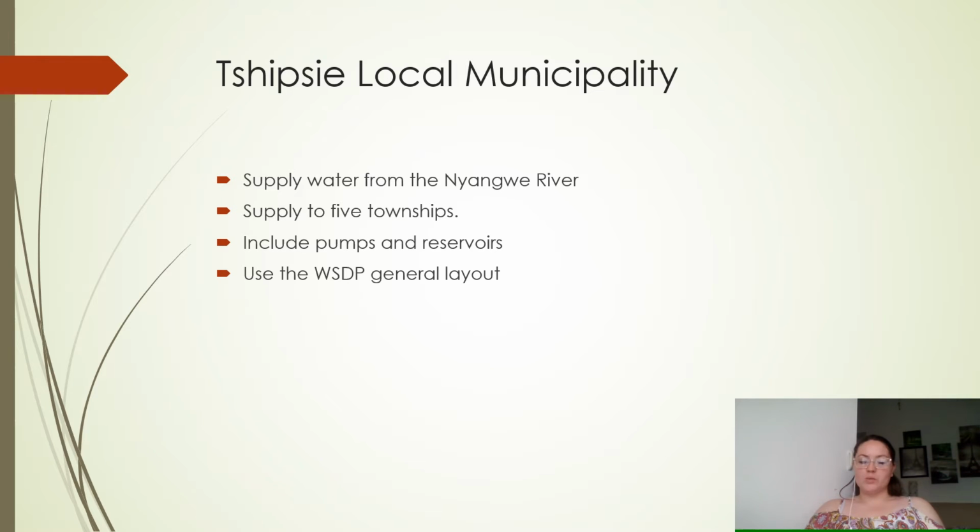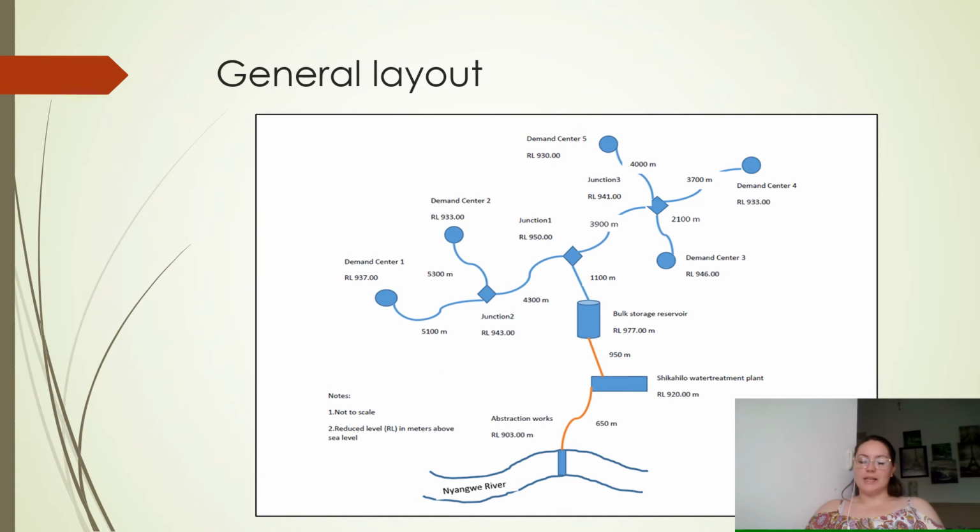The scope of the project was for me as an engineering technologist to make an analysis of a water supply project to be implemented by the Tishipi local municipality. This project is intended to provide a water supply to 5 townships in line with the Water Services Development Plan. A general layout of the community was given along with specific criteria and requirements that need to be implemented as part of the design.